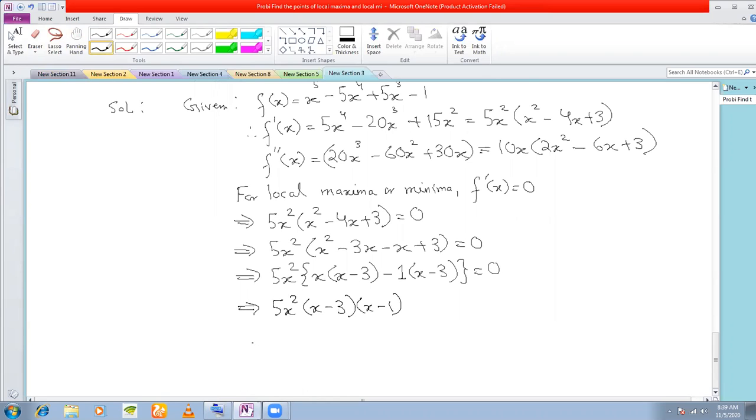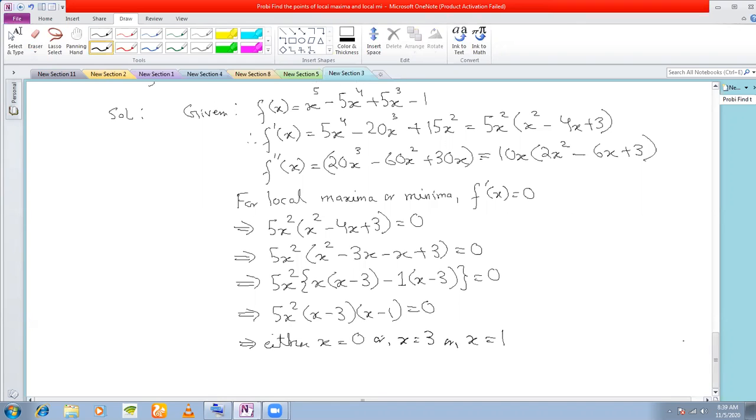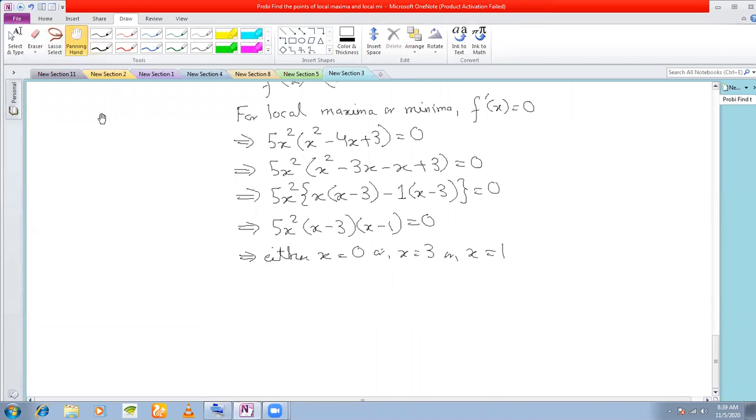So how many points are you getting? x is equal to 0, you're getting. x is equal to 3, you're getting. Right? And x is equal to 1, you're getting. Now let us discuss at x is equal to 3 and x is equal to 1 first. x is equal to 0, I'll discuss later.